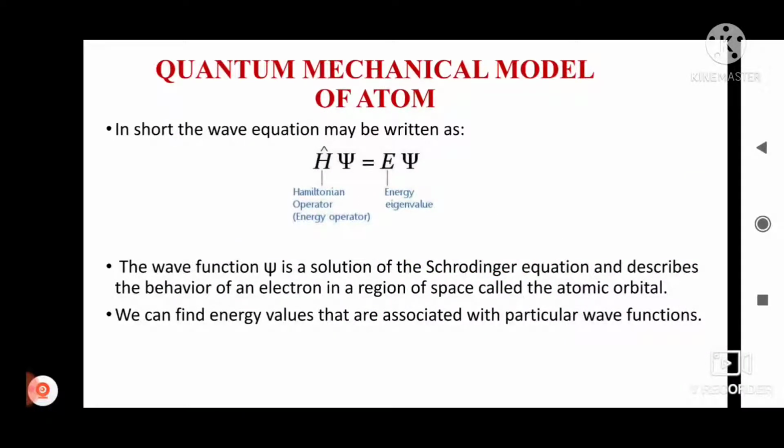In short, the wave equation may be written as Hψ = Eψ, where H is the Hamiltonian operator, the energy operator, and E is the energy eigenvalue. The wave function ψ is a solution of the Schrödinger equation, and it describes the behavior of an electron in a region of space called the atomic orbital. We can find energy values that are associated with a particular wave function.